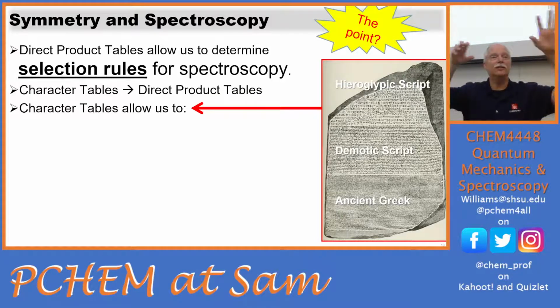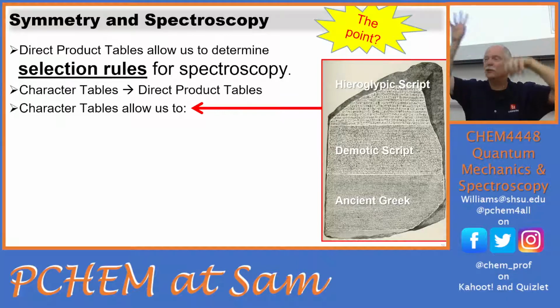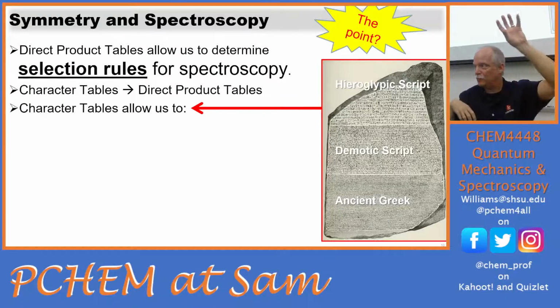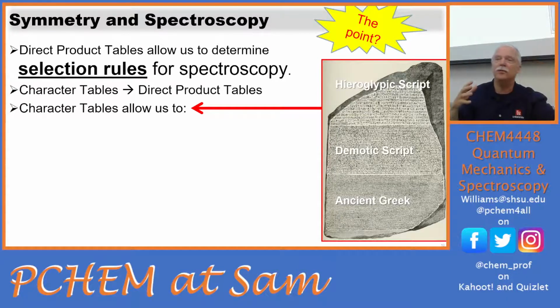The MOs with the red and the blue colors, that's like hieroglyphics. What is supposed to be meant by this red color? What about this blue color? The p orbitals, the d orbitals, the little donut in the middle, all of that stuff means something. And the character table helps us understand what that means.